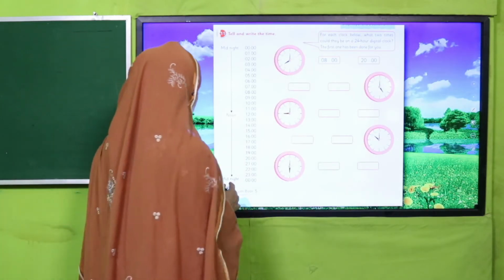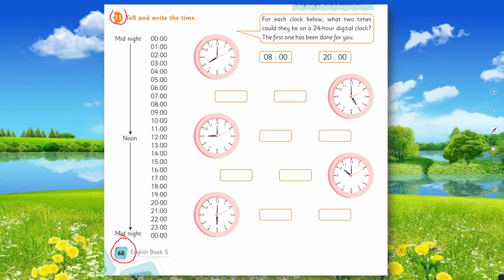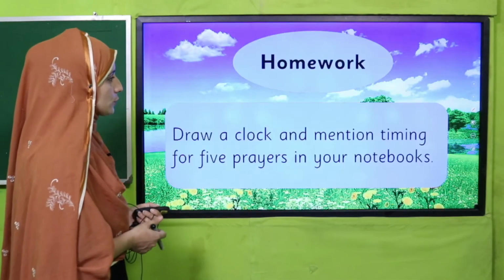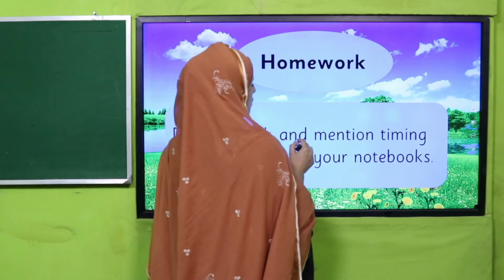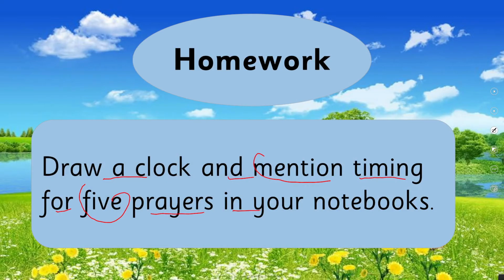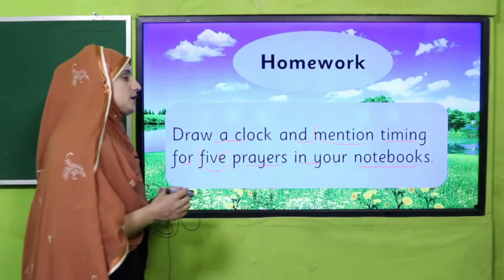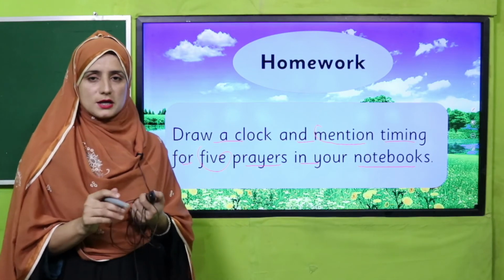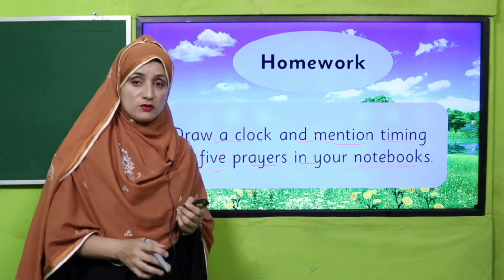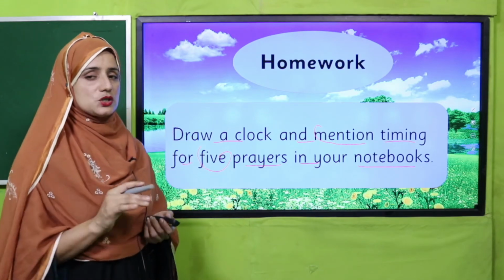Now open your book, page number 68. Question number 11, tell and write the time. Now fill in that page in your book. Yes, I hope you have done it. Good job. Homework: draw a clock and mention the timing of the 5 prayers in your notebook. You will draw a clock in your homework and mention the times at which we offer the 5 prayers.